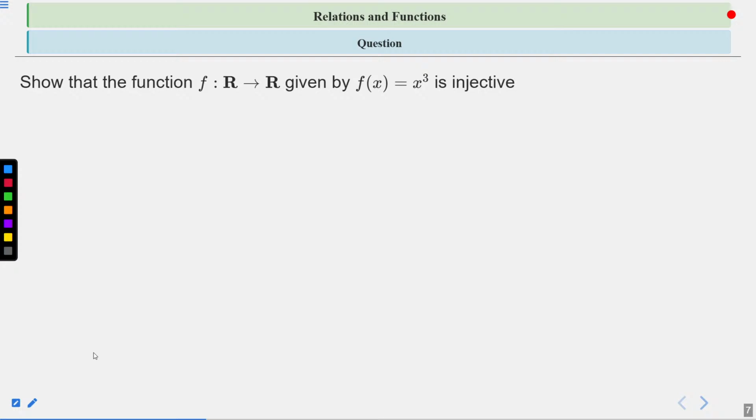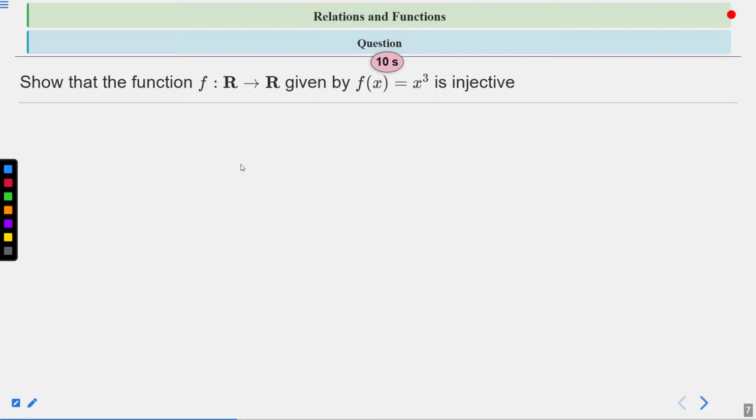Next question says that show that the function f from R to R given by f(x) is equal to x cube is injective. What does injective mean? Injective means 1-1. We basically have to prove that the function f(x) is equal to x cube is 1-1, right? From R to R. We basically have to prove that f(x) is equal to x cube is a 1-1 function, or injective function. Got it?